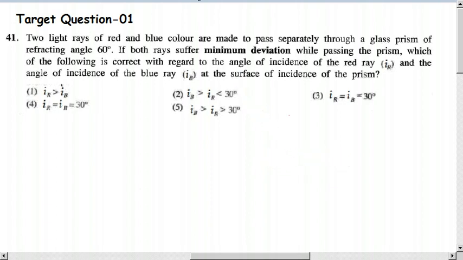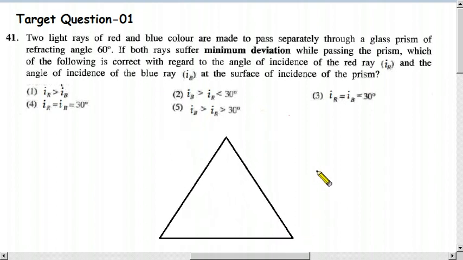So I am going to solve this problem. Now they are asking the relationship between the angles of incidence. The same state, minimum deviation, is stated. So the red ray is like this, the blue ray is like this, symmetrical to the prism. The normals, perpendicular to the surface, are like this.